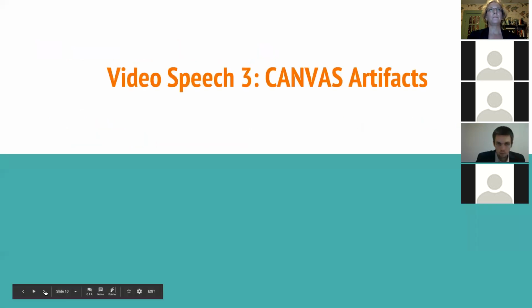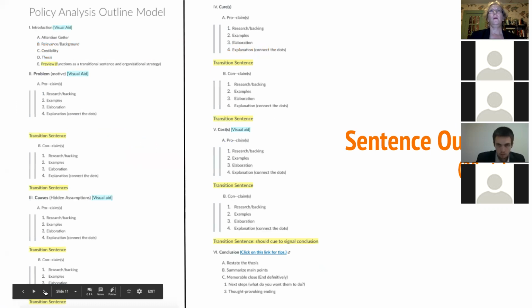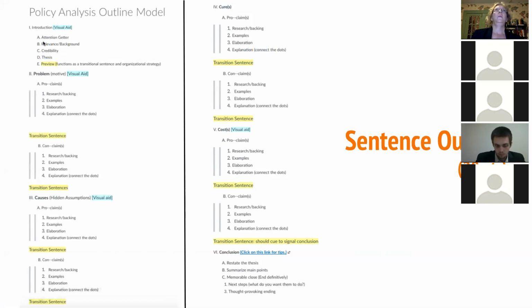Okay, quick rundown of the artifacts that are going to be on Canvas. So I provided for you an outline model of how the policy analysis speech should go together. You can see that in the introduction, there are several moves. There's an attention getter. You have to give the relevance or the background of your topic. Typically, you establish your credibility as a speaker, which would include your interest in the topic. Why are you interested in this? Your thesis statement, which is the central overall controlling idea or statement.